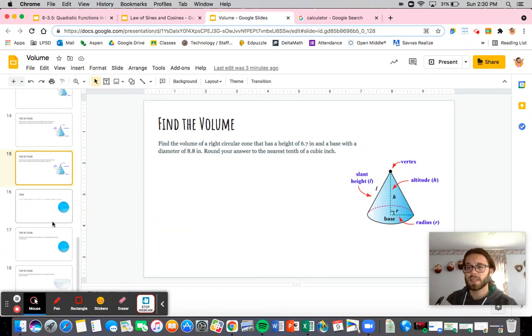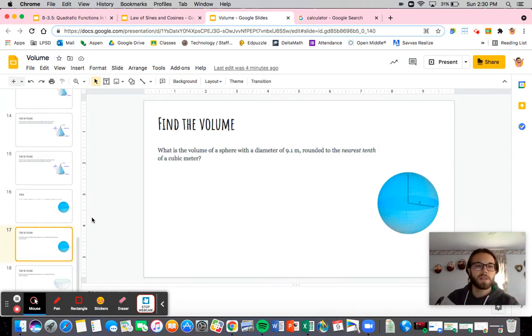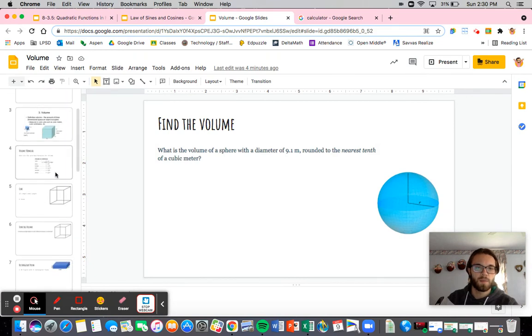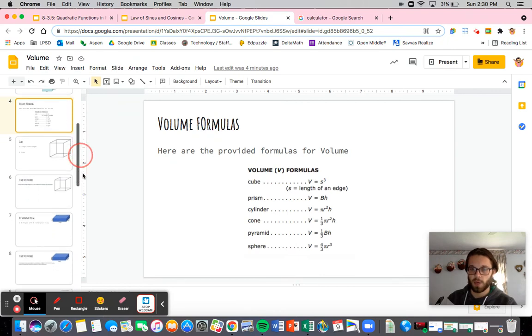Now, last thing, we are going to have a sphere, which is essentially the 3D version of a circle, right? We took our circle and we kind of rotated it around like a line, right? And so you get a ball. Now, how do we actually find the volume? Let's take a quick look on up here. All right, it's 4/3 pi r cubed.